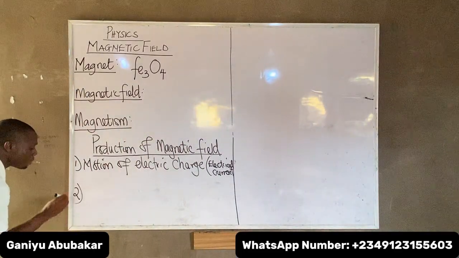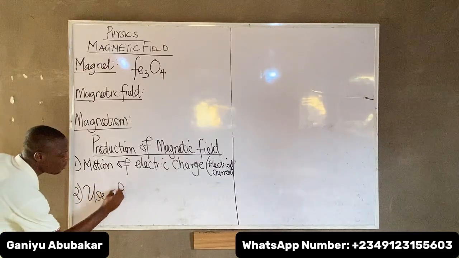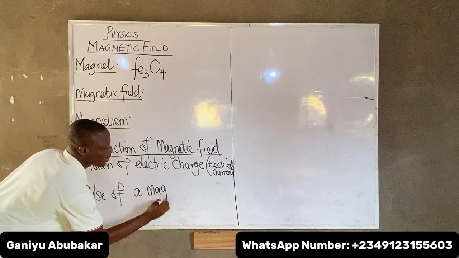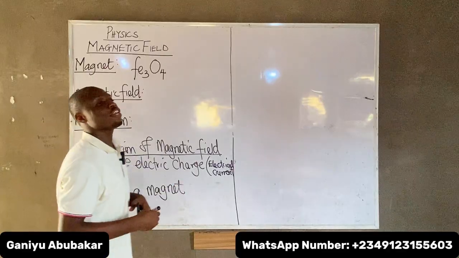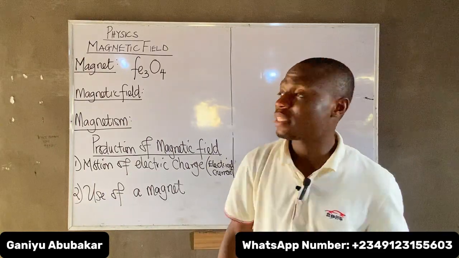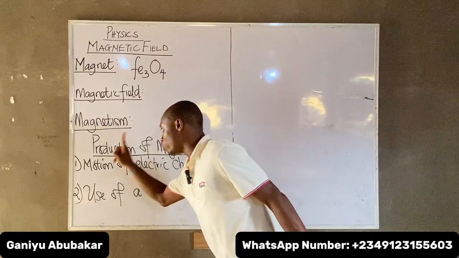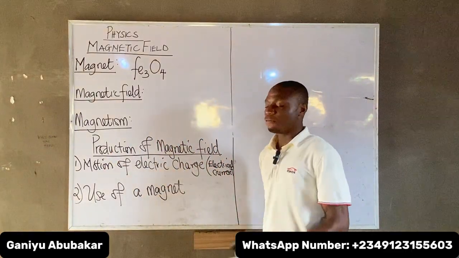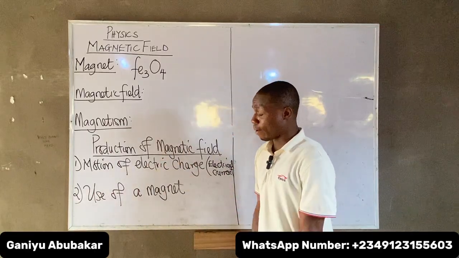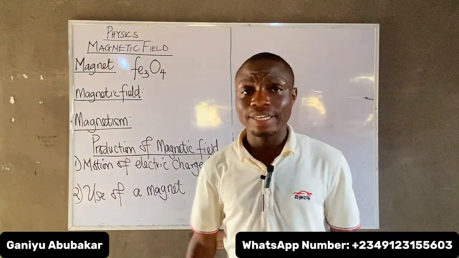Number two, the second way of producing a magnetic field, is called use of a magnet. If I use a magnet on any occasion, it means I am leading to a process of producing a magnetic field. These are simply the two ways through which you can produce a magnetic field.